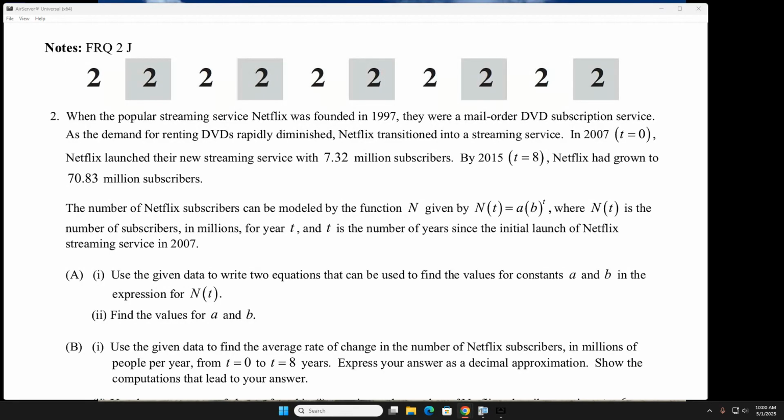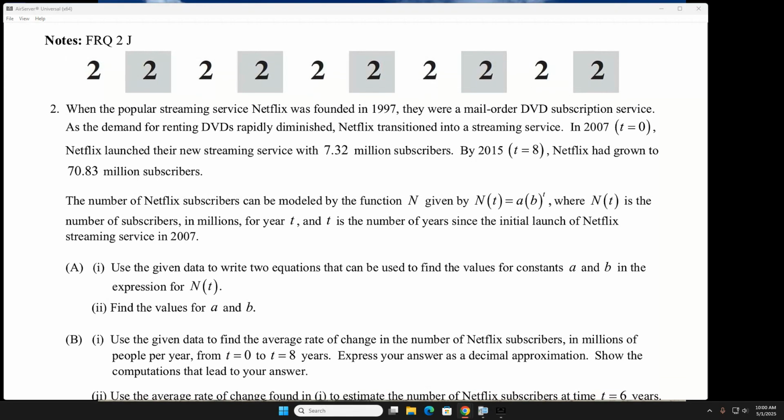The number of Netflix subscribers can be modeled by this function N, where N of T is equal to A times B raised to the T, where N of T is the number of subscribers in millions for year T, and T is the number of years since the initial streaming service launch in 2007.